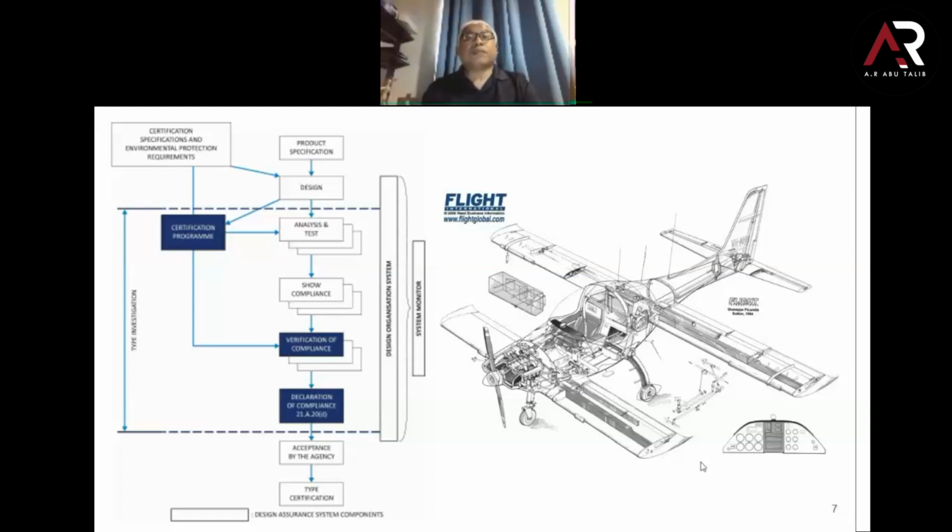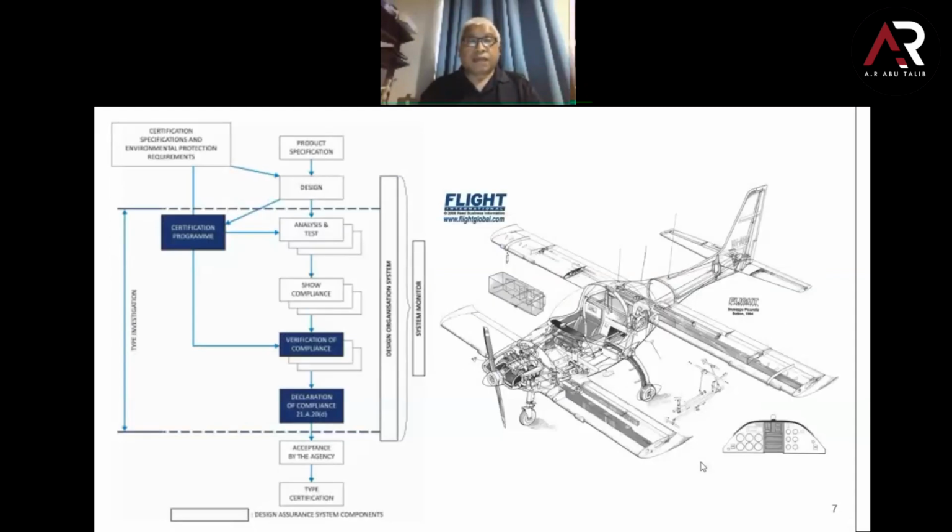You can see on the left, this is the chart of how a product is certified. This is the standard that we use. EASA has been using this all along, and CAA Malaysia has also been adopting this, and most countries in the world also use this methodology, the flow of how to get a product certified. So let's go through it a little bit.